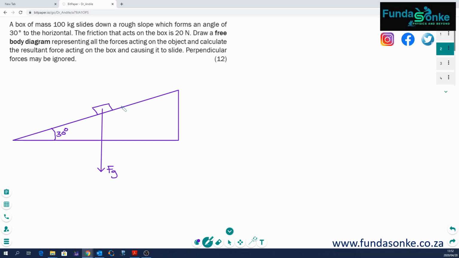Then we are told that there is friction that acts on the box, and the friction is 20 newtons. Since the mass is going to slide down the rough slope, which is in this direction, it means that our frictional force will act parallel to the surface in the opposite direction, of which this frictional force is 20 newtons.